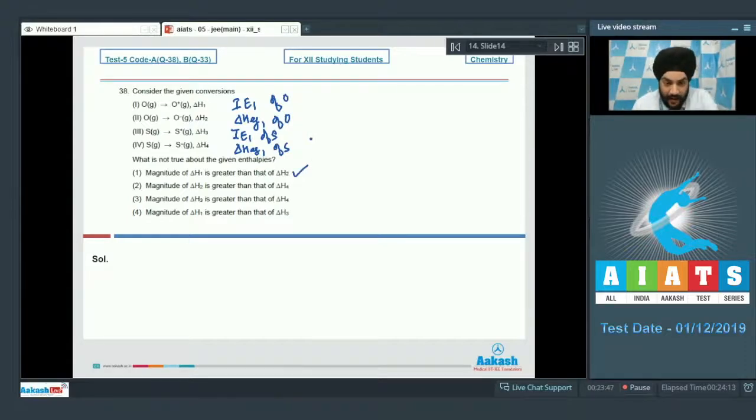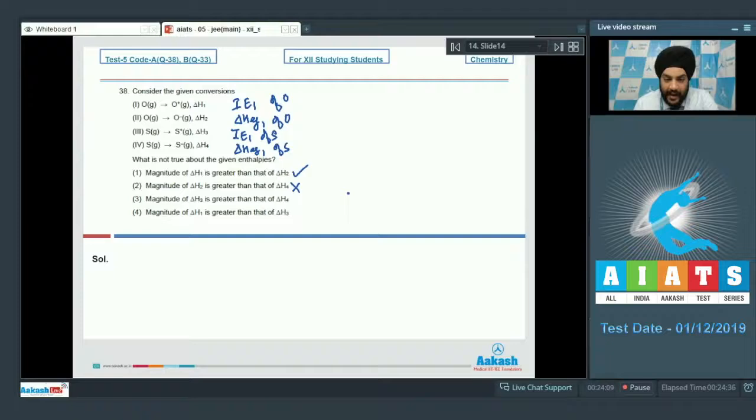If you talk about the second statement now, magnitude of delta H2 is greater than that of delta H4. So if you talk about delta H2 and delta H4, students, we can clearly see that this is not correct. Delta HEG1 of sulfur is more negative than that of oxygen. So if we talk about the magnitude, the delta H4 value is going to be greater than the delta H2 value. So second statement is not correct, students.